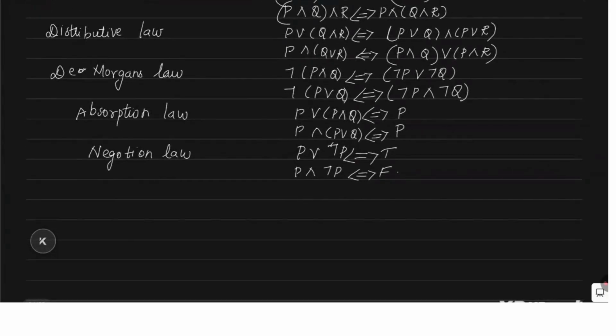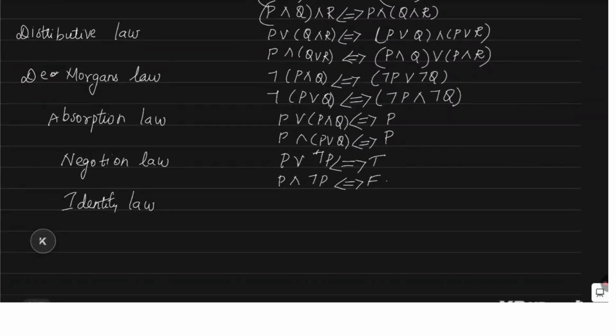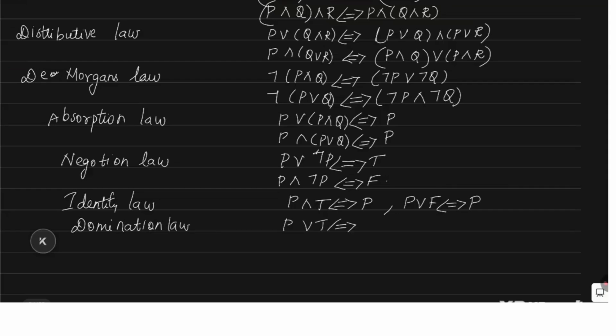Likewise, two more: the identity law. The identity law tells you that P and true is equivalent to P. Also, P or false is equivalent to P. And the last one, the domination law. P or true is equivalent to true, and P and false is equivalent to false. Once we are thorough with these laws, we can solve logical equivalence without using the truth table.